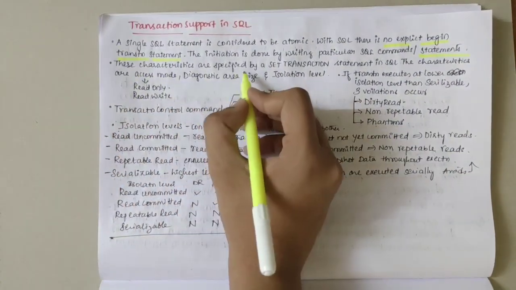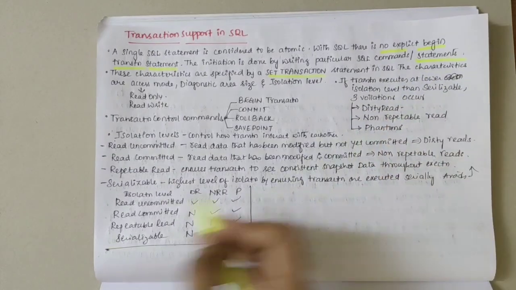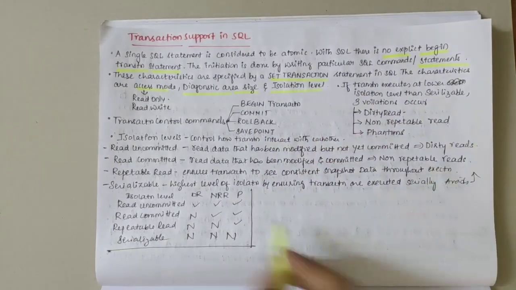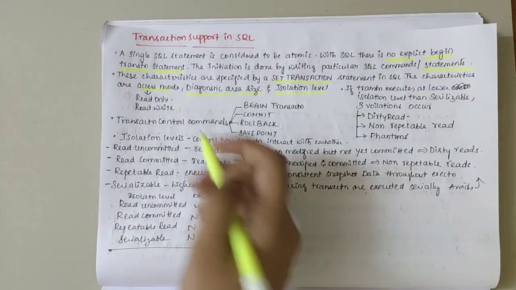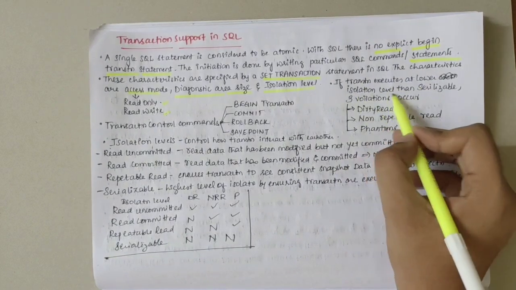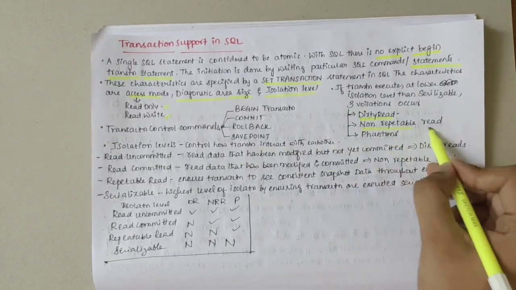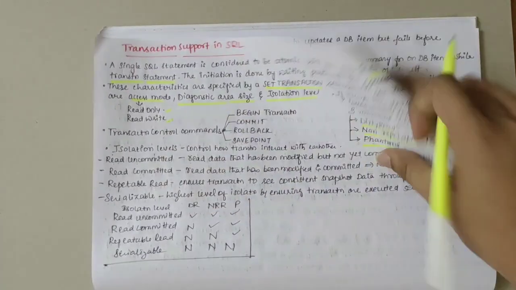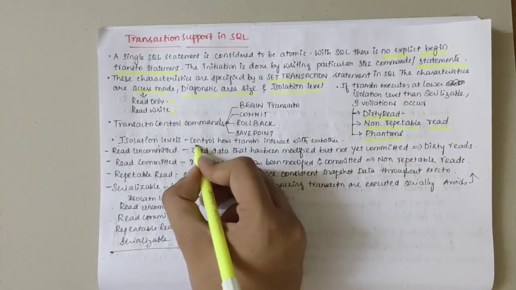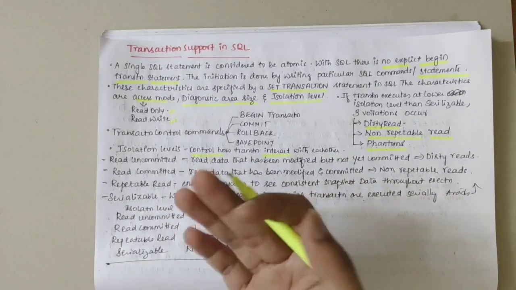These characteristics are specified by a set transaction statement in SQL. The characteristics are access mode, diagnostic area size, and isolation level. Access mode has two parts, that is read only and read write. If a transaction executes at a lower isolation level than serializable, there could be three violations: dirty read, non-repeatable read, and phantoms. We have discussed these in the problems here, right? Isolation levels control how the transactions should interact with each other. So that's what isolation level refers to.